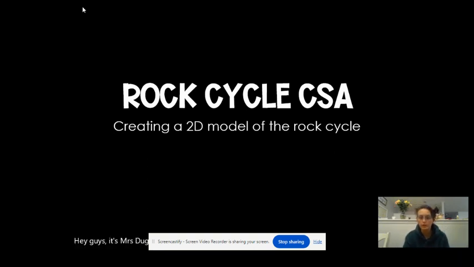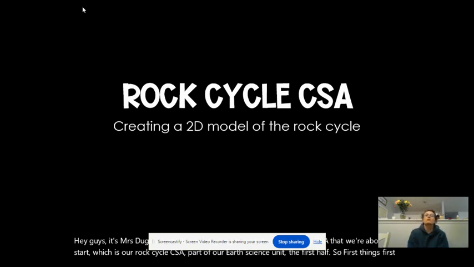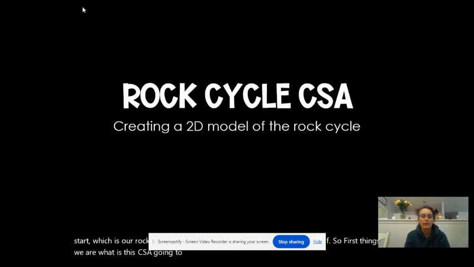So today we're going to be talking about the CSA that we're about to start, which is our rock cycle CSA, part of our Earth Science unit, the first half. So first things first, what is this CSA going to be about? It is about creating a 2D model of the rock cycle.